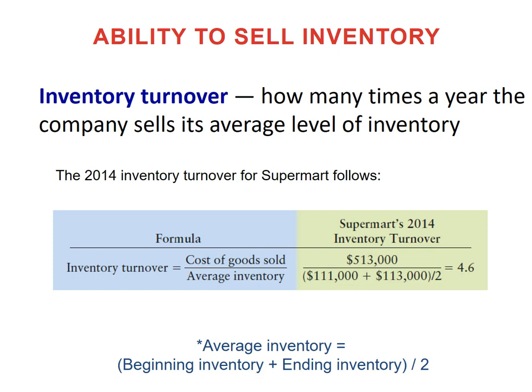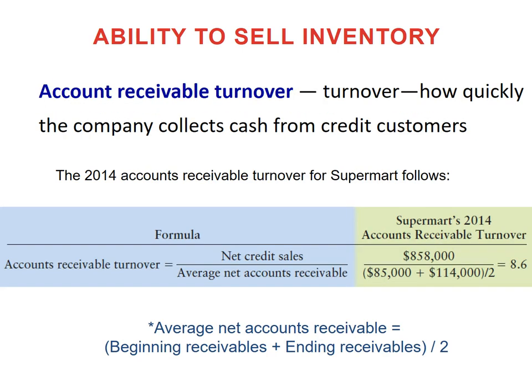You also need to know how to interpret this ratio. That means, on average, they sell their whole level of inventory 4.6 times, right? And the higher the ratio, the better it is for the company.